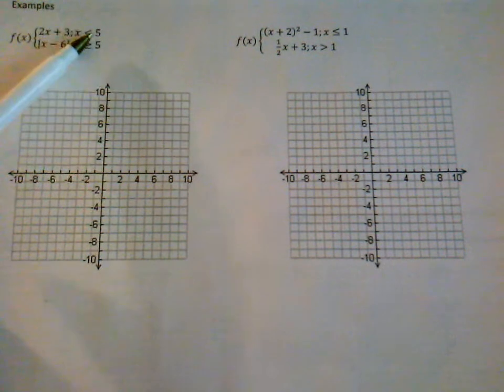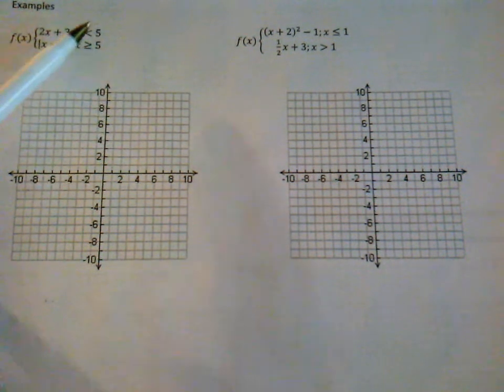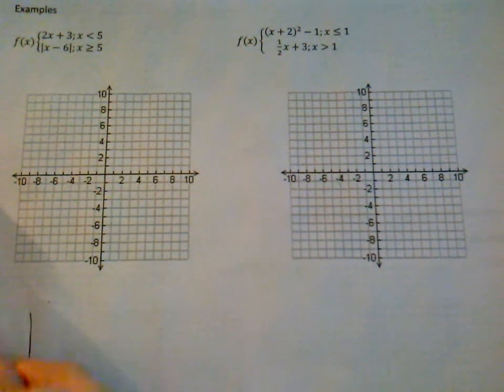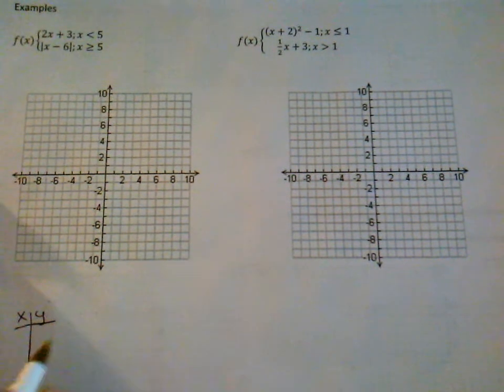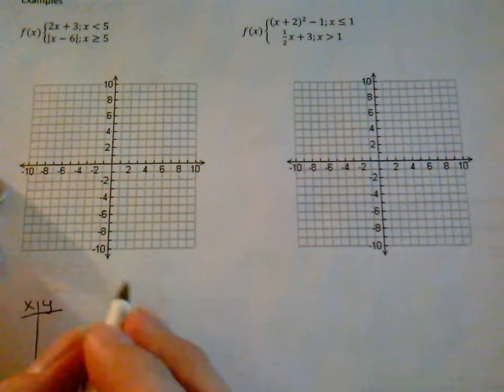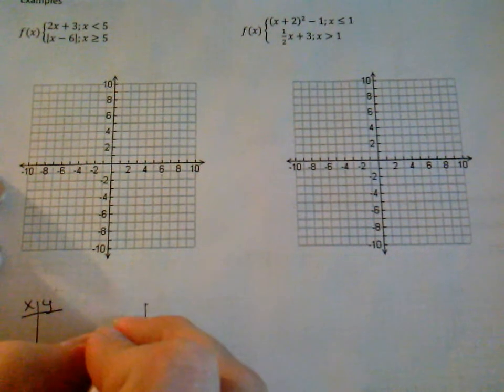So you always will have the same number here. You'll have x is less than some number and x is greater than some number. That is our cutoff point. So what we're going to do is make two t-charts: X, Y, and X, Y.